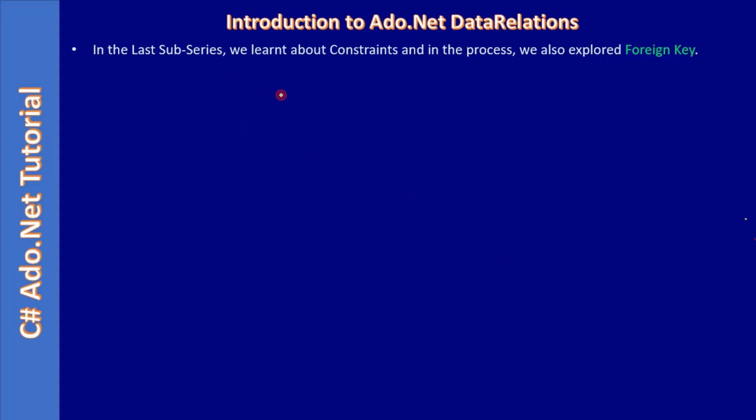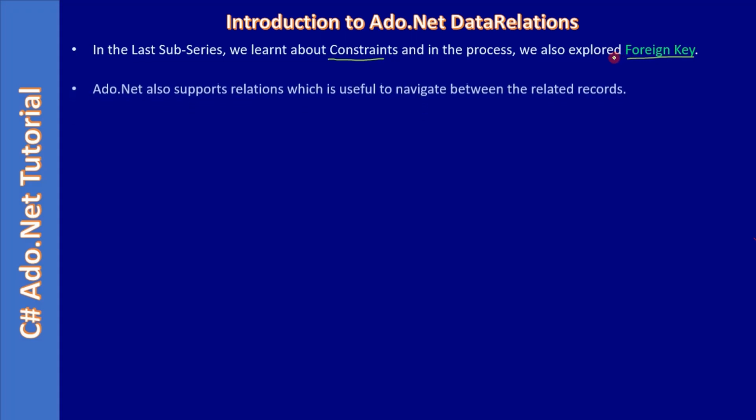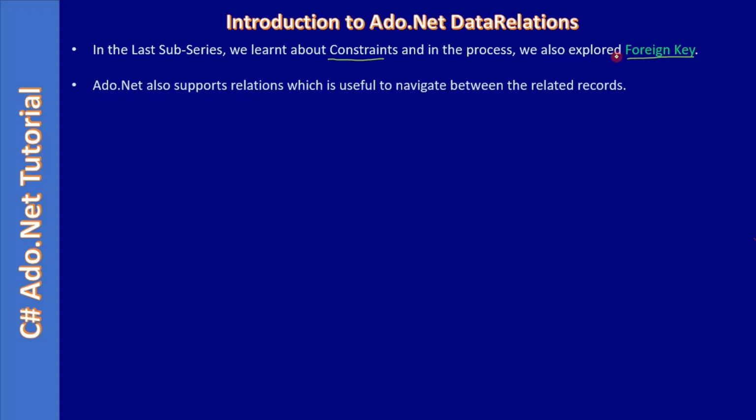In the last sub-series, we learned about constraints. And in the process, we also explored foreign key. So foreign key is the key in establishing the relationship between two tables. ADO.NET also supports relationship, which is useful to navigate data between related records.